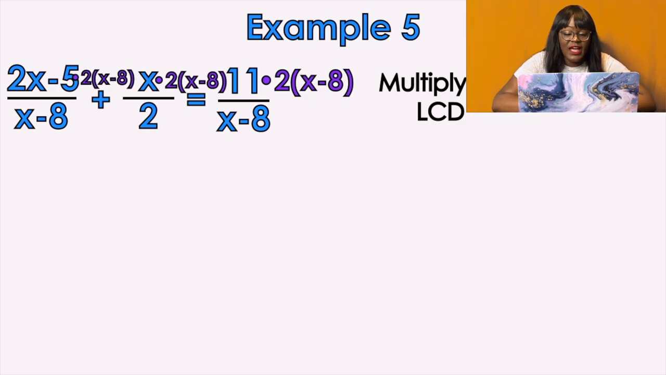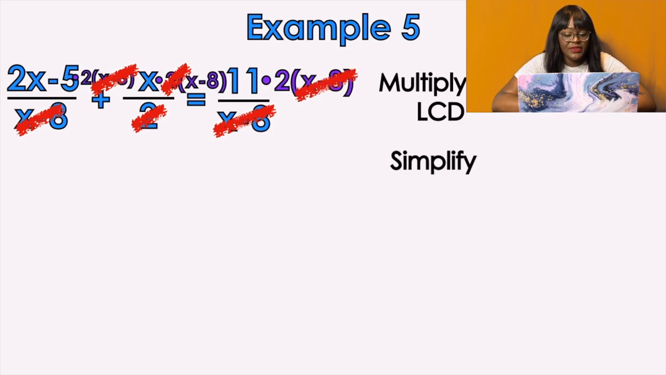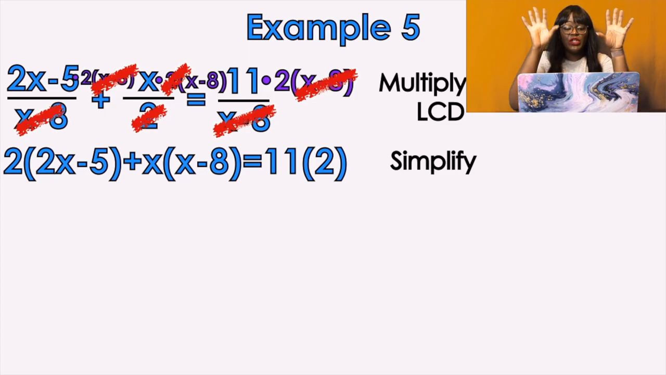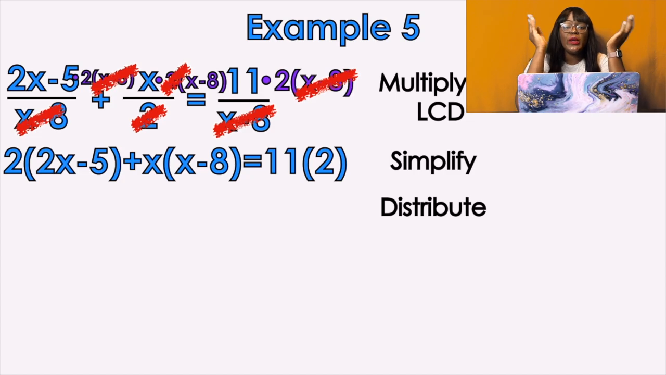So I'm going to simplify whatever I need to be able to simplify. Woof. The x minus 8s go away. The 2s go away. The x minus 8s go away. So when I simplify, what am I left with? On the top, I'm going to be left with 2, the purple 2, and then in parentheses, the blue 2x minus 5. And then I'm going to be left with the blue x, and then the purple x minus 8. And then I'll be left with the 11, and then the purple 2. Right? So after that, I'm going to distribute. We love to distribute, okay? So there we go.